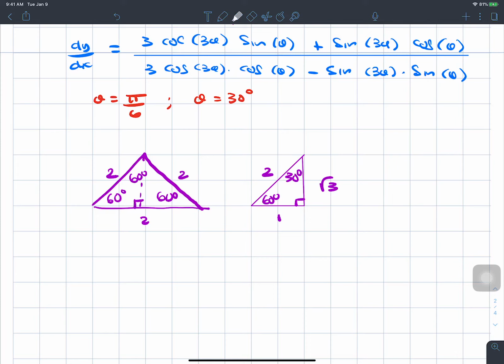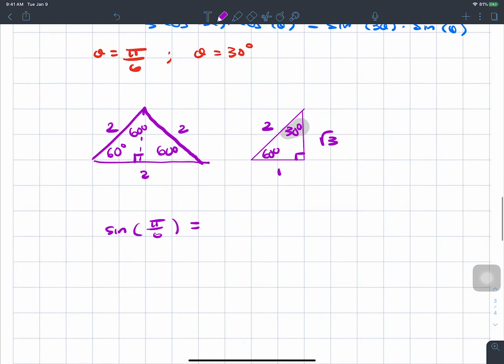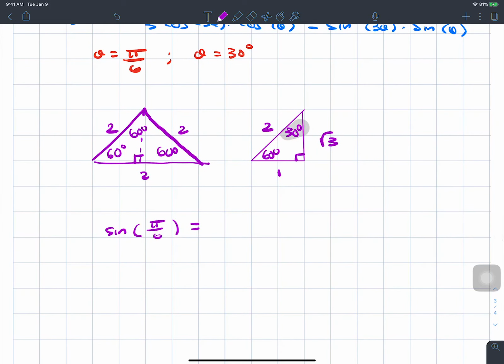This is 30 degrees. So what that means is sine of pi over 6, which is 30 degrees, use the definition of what sine is. Sine is opposite over hypotenuse, which is 1/2. Similarly, cosine of pi over 6, this is adjacent, so it's a square root of 3 over 2. So sine pi over 6 is 1/2, cosine pi over 6 is a square root of 3 over 2.